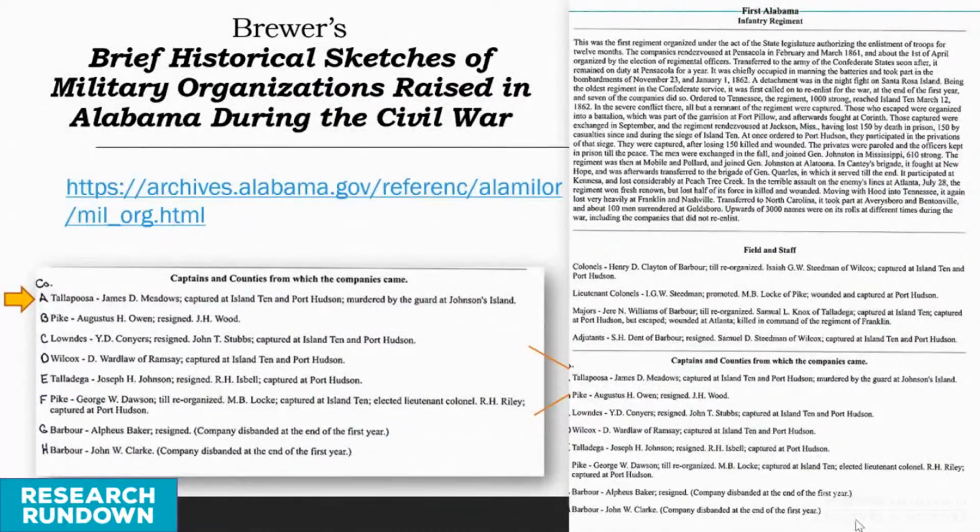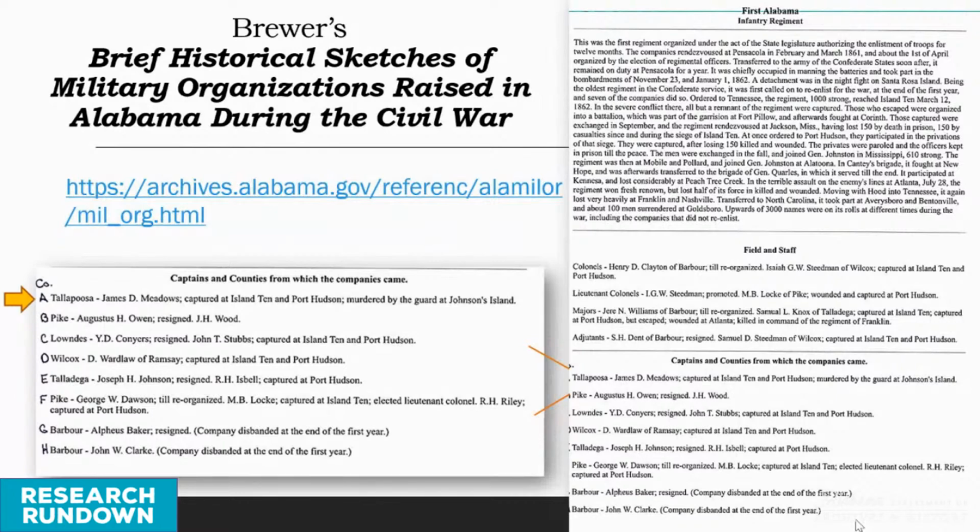If you don't begin your search with the knowledge of which regiment and company your ancestor served in, you may end up with several men whose names and other information may fit who you are trying to find. One tool to help determine regimental history and company information is Brewer's Brief Historical Sketches of Military Organizations, which can be accessed on our website.